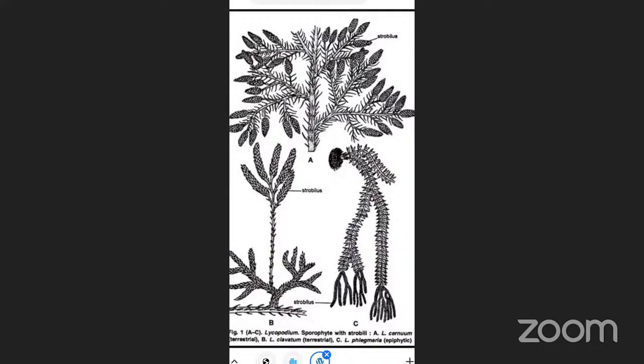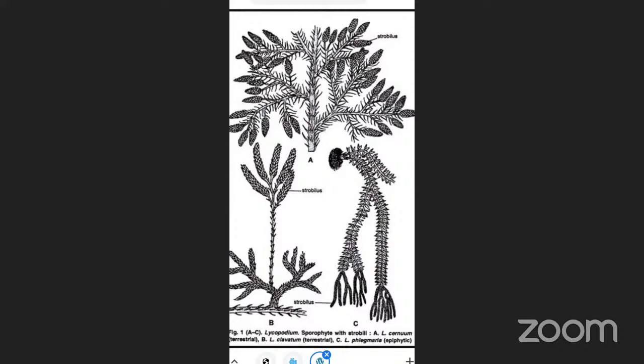So the habit: this is the conspicuous plant of Lycopodium, which grows in nature as a sporophyte. The structure of the sporophyte varies widely within the species. The plants are slender and delicate, with a branched stem. Some species are without any rhizome, such as Selago and Lycopodium flabellatum.